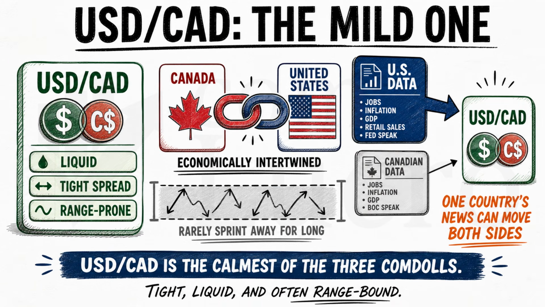Personality-wise, USD CAD is the mildest of the three. It's liquid, its spread is tight, and it spends a lot of its life ranging rather than trending, partly because Canada and the United States are so economically intertwined that the two currencies rarely sprint away from each other for long. And here's the quirk that catches people out. American data often moves USD CAD more than Canadian data does. You're trading a pair where one country's news dominates both sides of it.